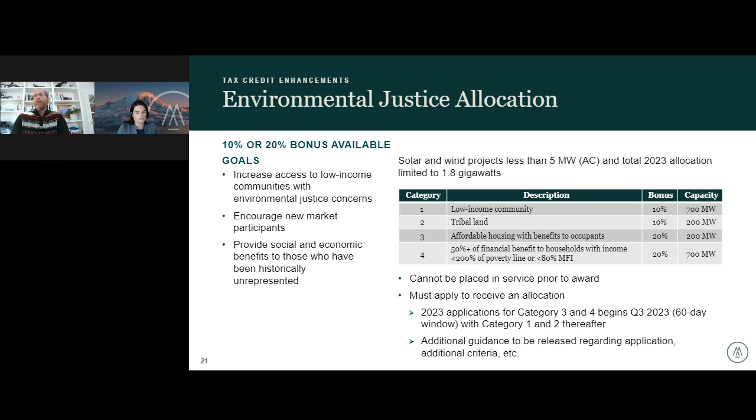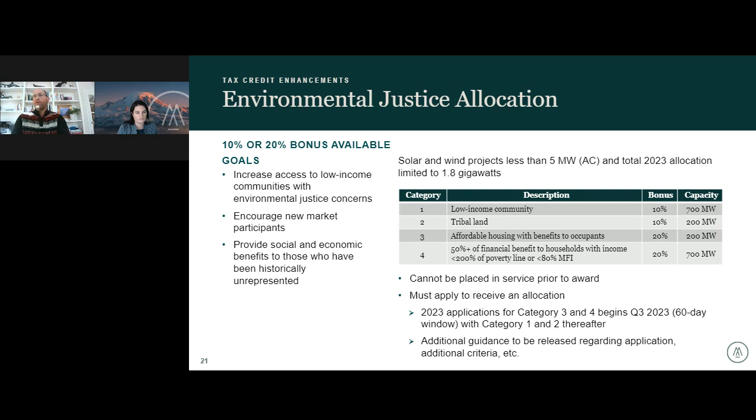The next two are related to affordable housing or community benefits. For example, if solar is located on or adjacent to an affordable housing project and it benefits that project, you can apply for a 20% bonus credit associated with that. Additionally, if more than 50% of the financial benefit of the power being generated goes to low-income persons, then you can also qualify for and apply for that 20% bonus credit.